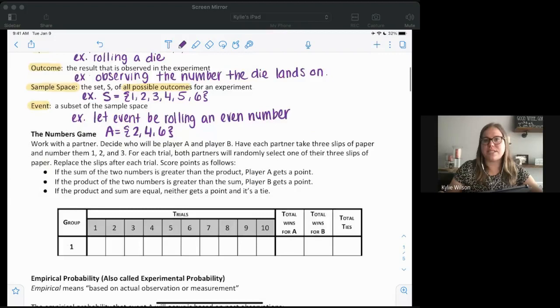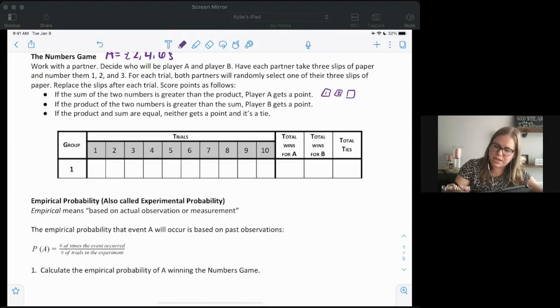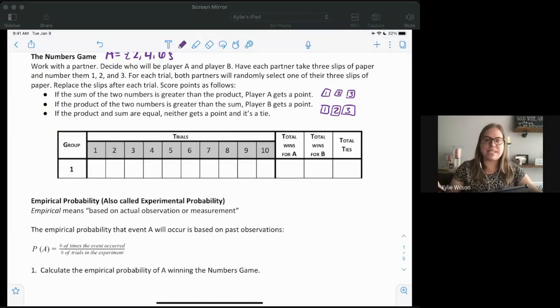Okay. So here's our example. If we were in person, we would work with a partner. And what you would do is you would look to the person who's sitting beside you, and you would decide one of you will be player A and one of you will be player B. Each of you will take three little slips of paper and you'll number them 1, 2, or 3. So picture it like this. Person A has a slip of paper that says 1, 2, and 3. And so does player B. For each trial, each person will randomly select one of their strips of paper. So person A maybe randomly picks a 2, person B maybe randomly picks a 3.